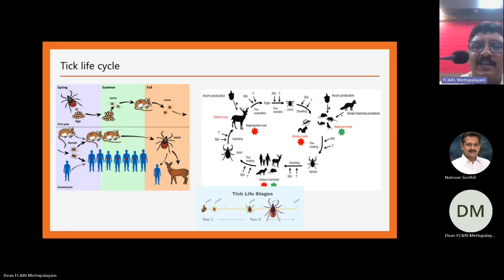So some of them are actually reservoir hosts. You can find a reservoir host on the right side, like a fox. Some of them are dilution hosts. They dilute, depending upon the proportion of animals in the forest. If you have a lot of dilution hosts in the forest, the chances of the tick carrying the disease are very low. If most of the dilution hosts have disappeared from the forest, you will find that the prevalence of Lyme disease goes up.